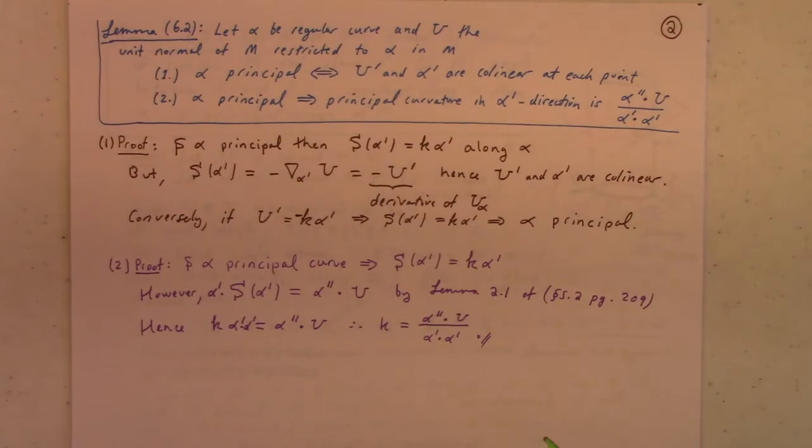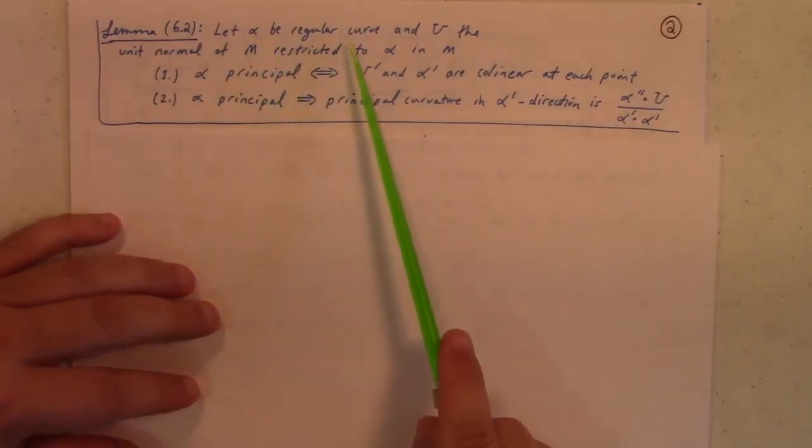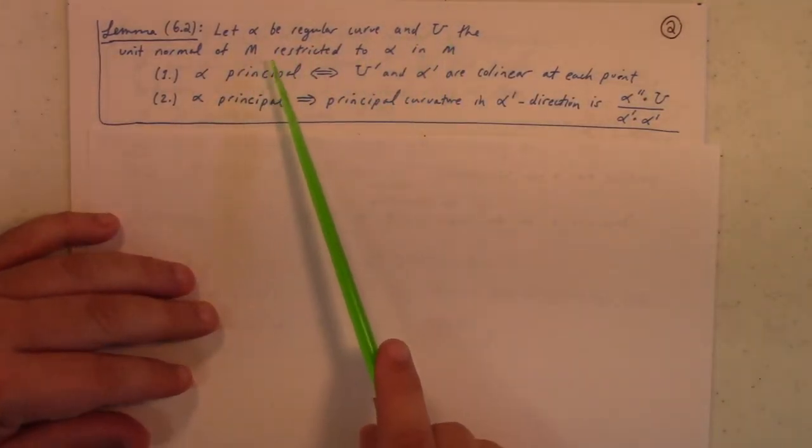Moving along, we have lemma 6.2, which I will cover up the proof of so as not to distract us. All right. Let alpha be a regular curve and U the unit normal on a surface M. Restricted.